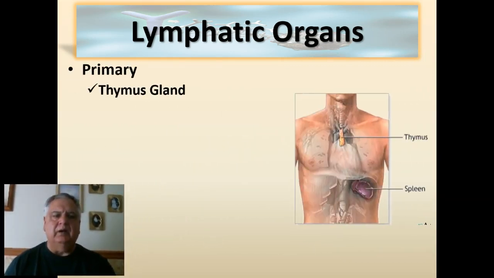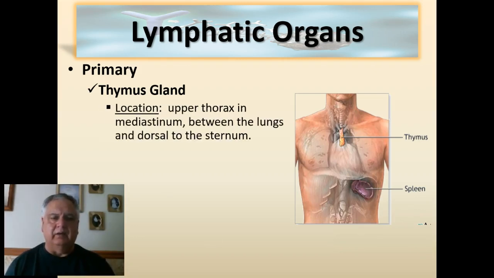Okay, a second primary lymphatic organ is the thymus gland then. Remember, the primary lymphatic organs are where the lymphocytes are either born or mature. This is located in the upper thorax, in the mediastinum, between the lungs and dorsal to the sternum. So it's going to be right here, just behind the sternum. The sternum's been removed in this diagram to show the presence of the thymus gland.